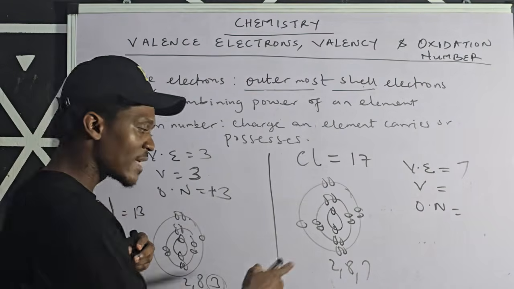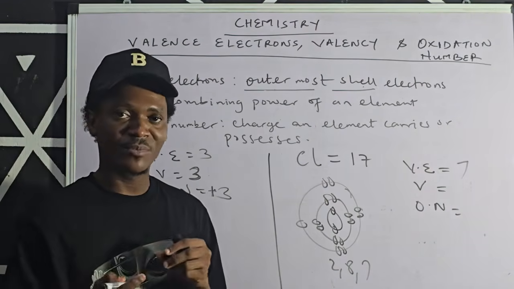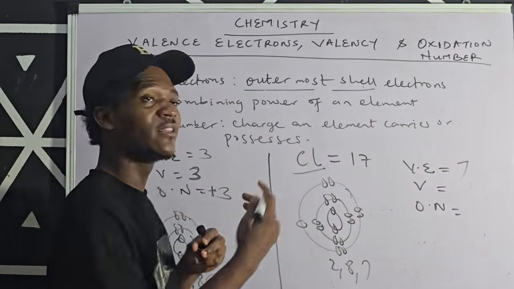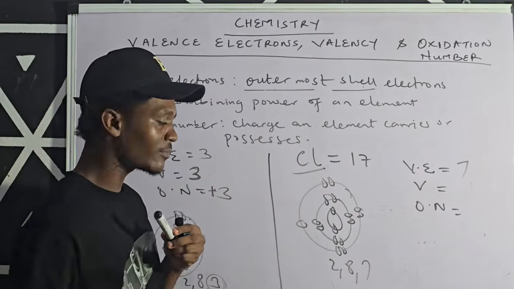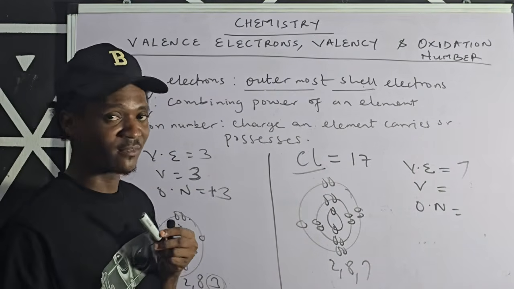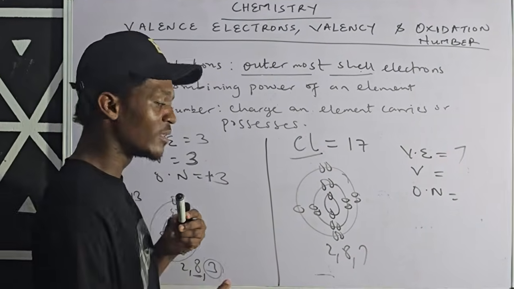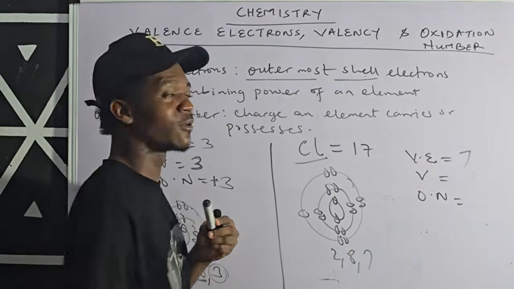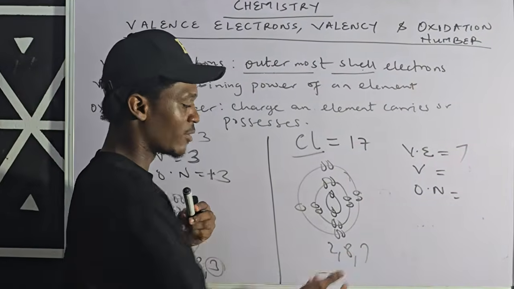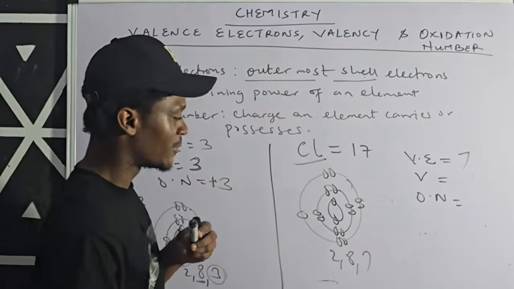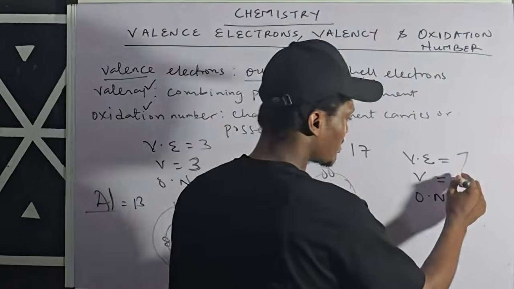Then, does this guy need to lose electrons or to gain to become stable? Of course, this happens to be a non-metal. You cannot look at this and say it should lose 7. To which element? You don't have it in chemistry. So the only thing that can happen here is for this guy to become stable, it needs to gain 1 to become stable. So this becomes 8. Alright. So gaining 1 simply means valency should be 1.